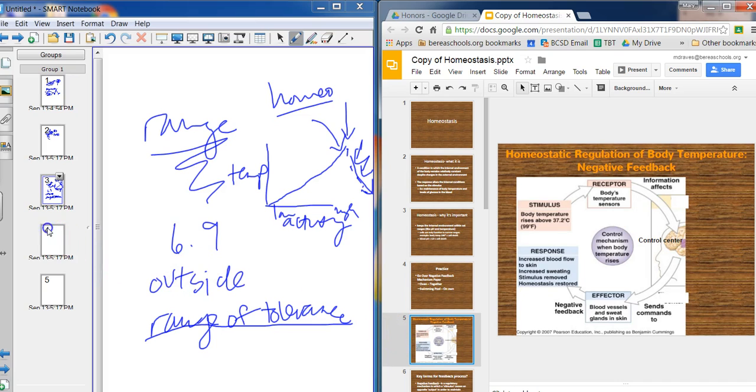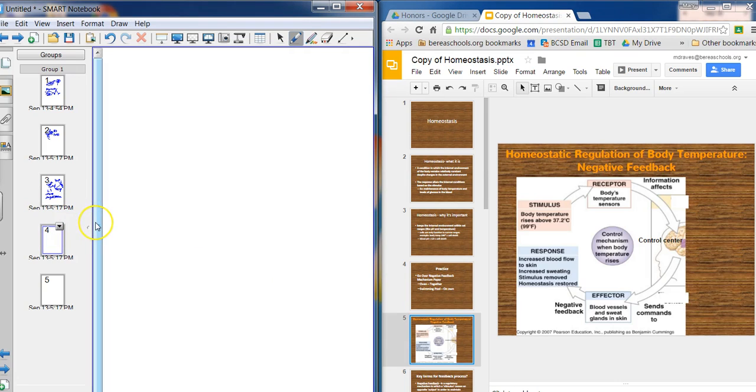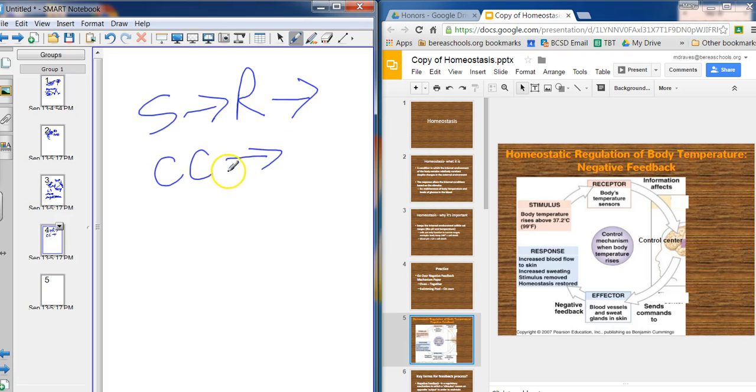So after we go through those things, you're going to notice that there's a type of regulation, or negative feedback, that happens to regulate body temperature. If we look here, there's a stimulus, and the stimulus is the body temperature rises above 99 degrees Fahrenheit. The receptor is the body's temperature sensors, and that sends information to our control center, which is our brain. And then our brain sends messages or commands, and that is the effector.